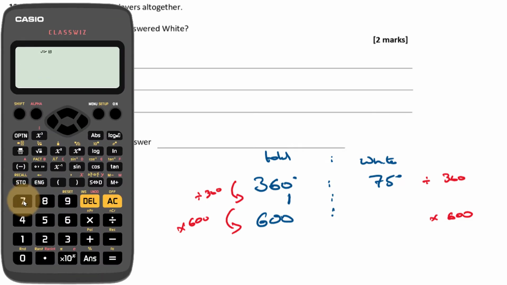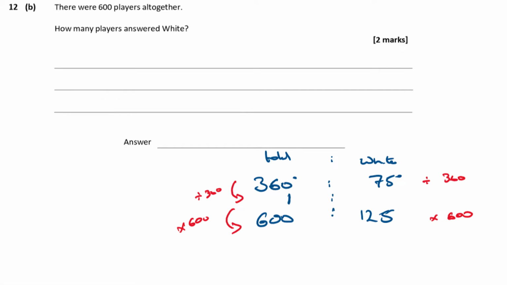Okay, so if we do it on the calculator, 75 divided by 360, I'm not really interested in what that answer is because I'm just going to times it by 600 straight away. That comes out to be 125. Okay, so that means that there were 125 players who answered white.